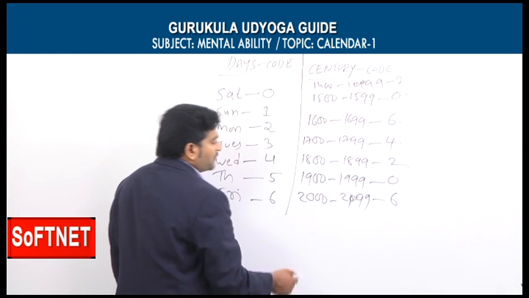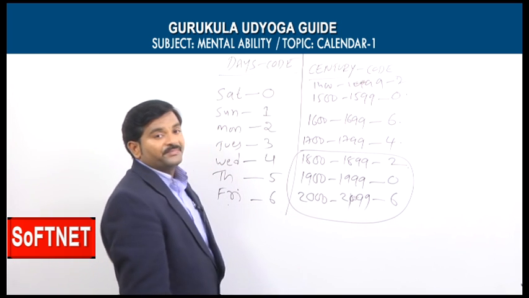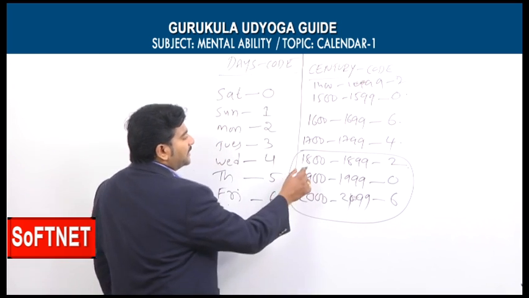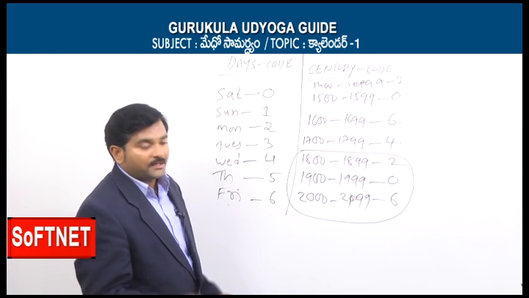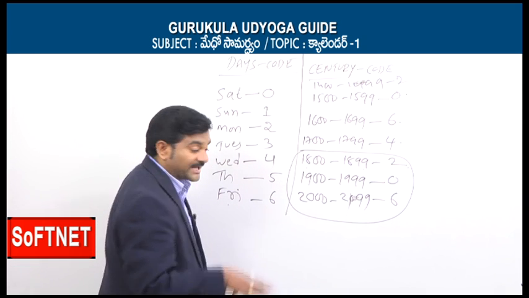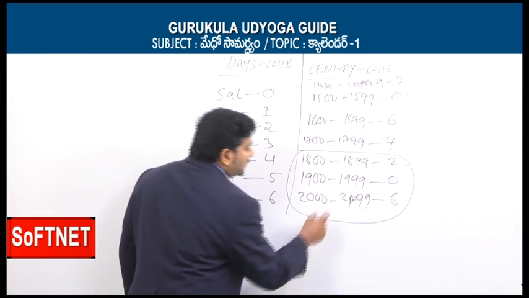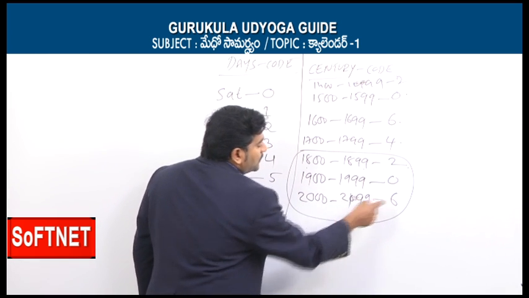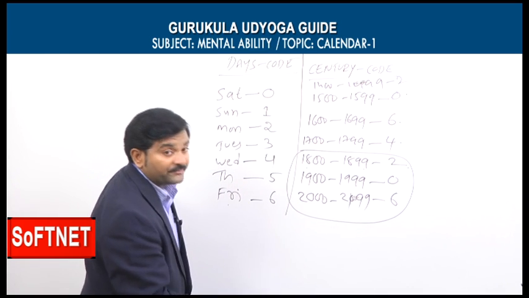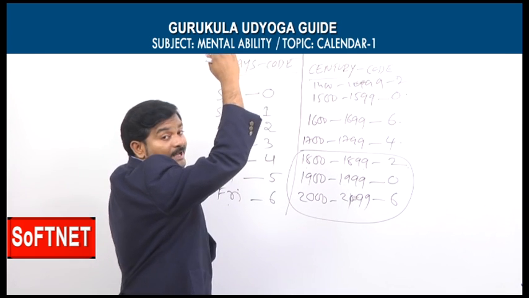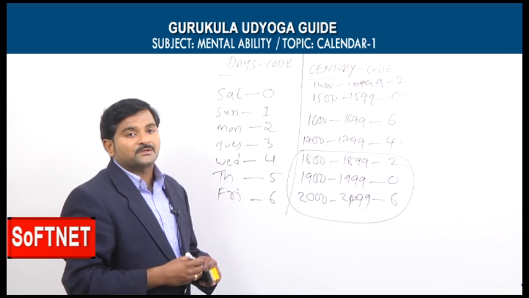We can take many, but primarily focus on these 3 century years, because usually questions may come from this area. 1800 to 1899, the code is equal to 2. 1900 to 1999, the code is equal to 0. Presently we are in the year 2017, which comes under 2000 to 2099, so the code is 6. So 0642 will keep on repeating. If you want further years, you can keep adding 0642, 0642 and so on.